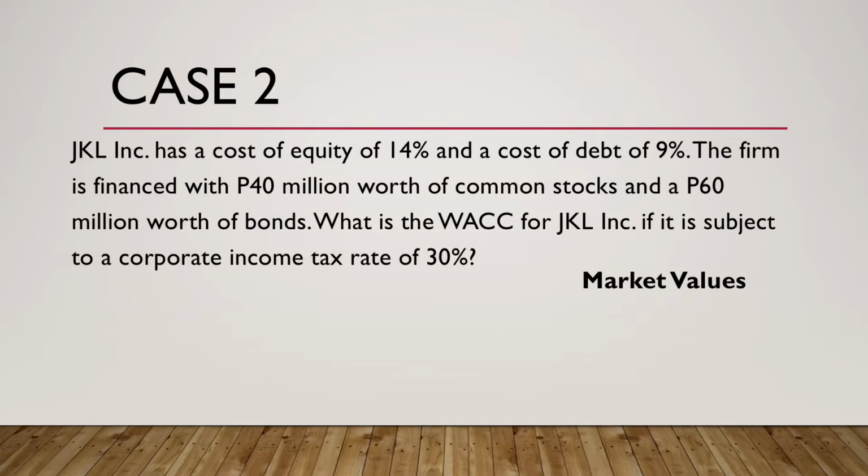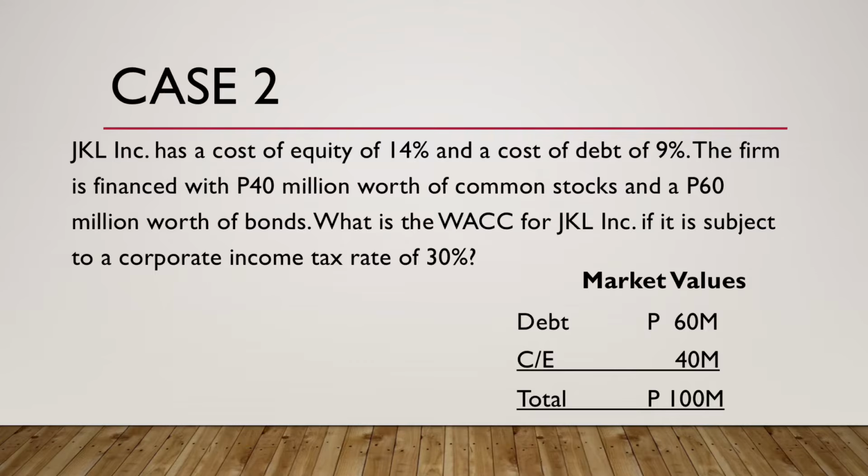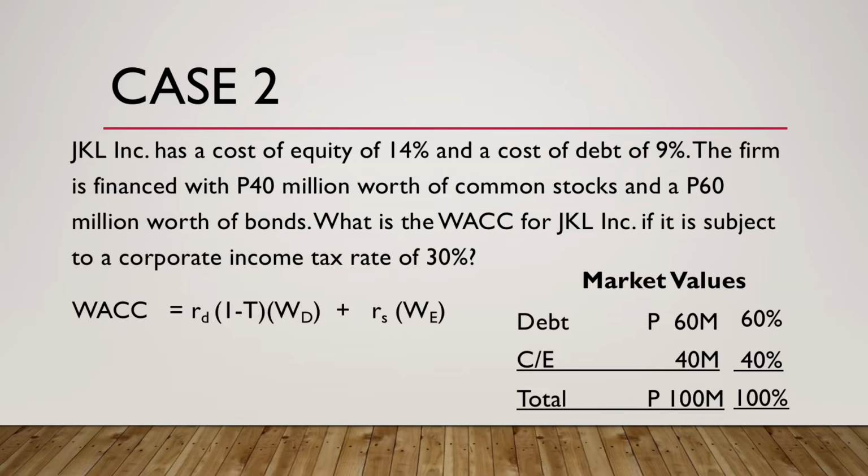The market values of debt, 60 million, equity, 40 million. That would give us a capital structure of 60% is to 40% for a total of 100%. Next, to arrive at the weighted average cost of capital, do not forget that we have to account for taxes when it comes to arriving at the cost of debt.